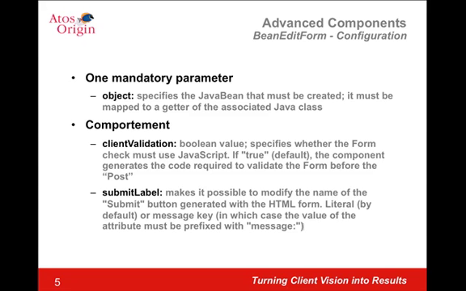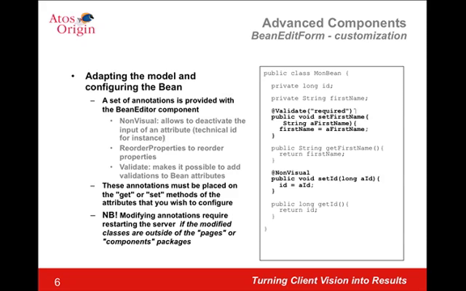We just have one mandatory parameter, object. This parameter refers to the Java bean you want to create. Tapestry will look for a getter for this attribute in the associated Java class. Two other parameters, client validation and submit label. Client validation specifies if Tapestry has to check the validity of your data by using JavaScript. You will be able to change the label of the generated submit button with the submit label parameter.